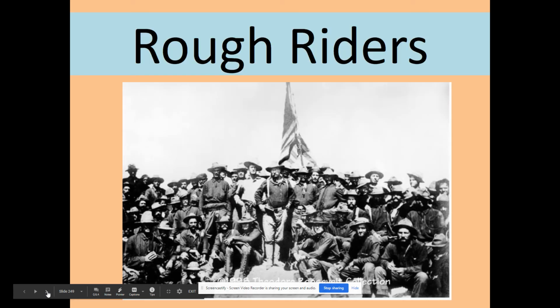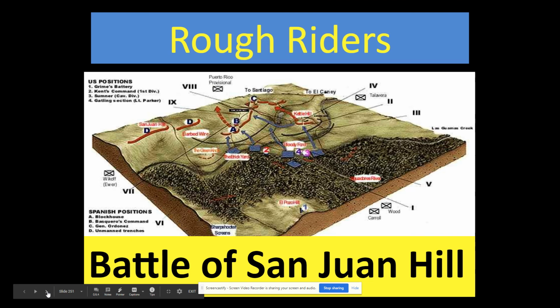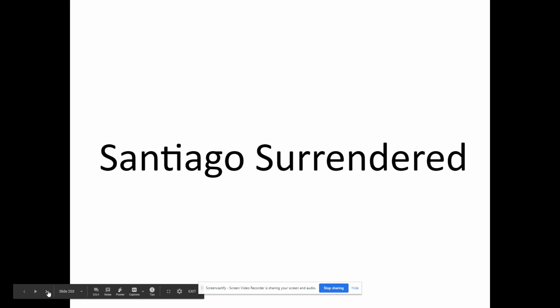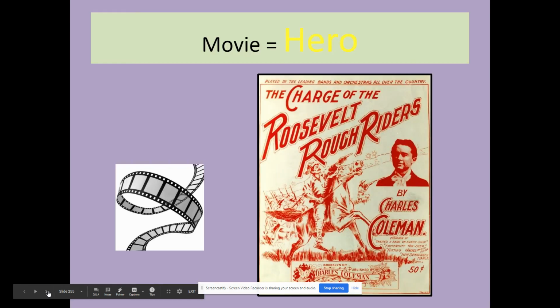So he quit his desk job, formed the Rough Riders, a collection of athletes and former Division I athletes and cowboys, and made this basically all-star group of fighters, which is kind of cool. And then they went to the Battle of San Juan Hill, and they stormed up the surrounding hills to win the high ground, which is going to lead to Santiago surrendering even before almost it was attacked.